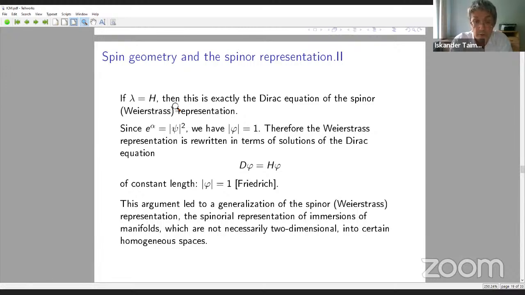This argument led to a generalization of the spinor Weierstrass representation to the so-called spinor representation of immersions of manifolds, which are not necessarily two-dimensional, into certain homogeneous spaces. Of course, the Willmore functional is generalized to the spinor energy of these representations. But since I was mostly interested in the interrelation between surface theory and spectral theory of operators, I didn't follow this subject myself. I only shall say that there is a well-developed theory of it.